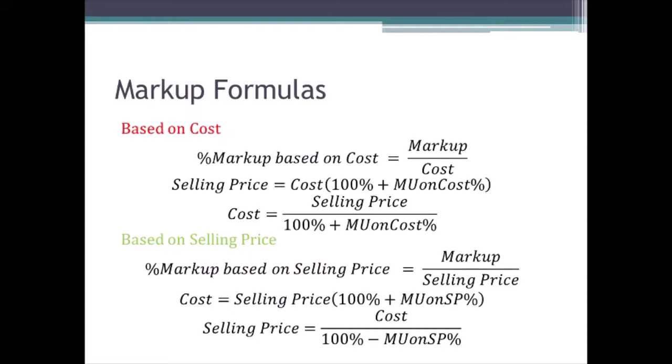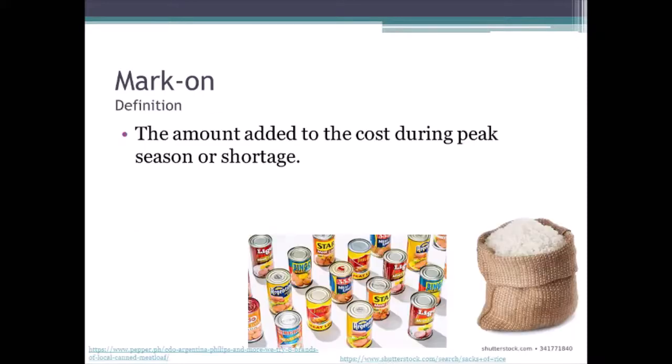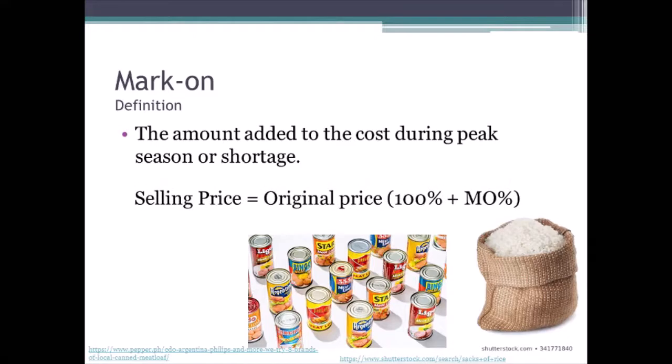There's another term which is similar to markup and we call it mark-on. So it's an amount added to the cost. It happens during peak season or when there is a shortage in quantity. The formula that we'll be using is this one. Selling price is equal to the original price of the item multiplied by 100% plus the mark-on rate.